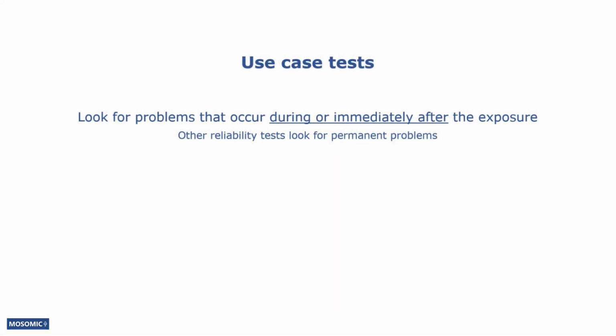Use case tests look for problems that occur during the exposure to the factor that might cause problems, or ones that occur immediately after the exposure has ended. This is the key difference between use case tests and other reliability tests. In other reliability tests, the microphone properties, such as sensitivity, are typically measured an hour or more after the exposure.